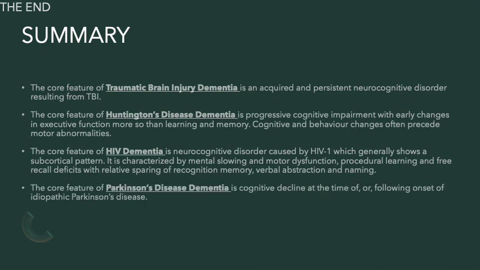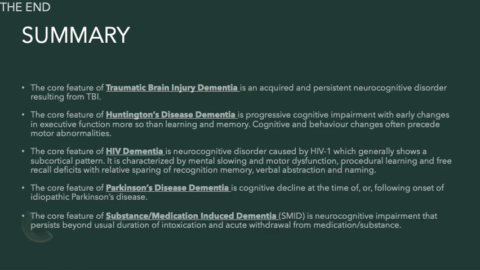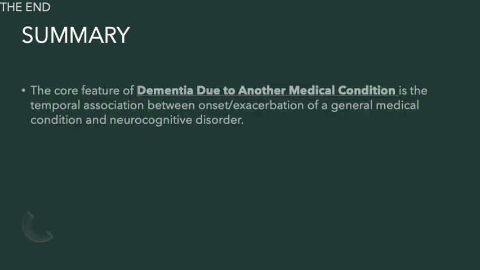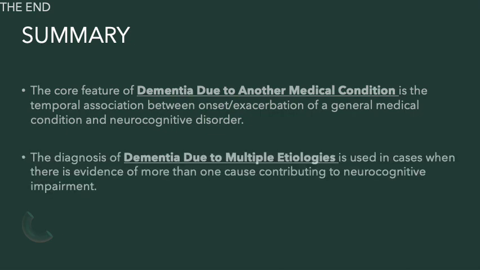Core feature of Parkinson's disease dementia is cognitive decline at the time of or following the onset of idiopathic Parkinson's disease. Core feature of substance and medication-induced dementia is neurocognitive impairment that persists beyond usual duration of intoxication and acute withdrawal from medication or substance. The core feature of dementia due to another medical condition is the temporal association between onset and exacerbation of a general medical condition and neurocognitive disorder.